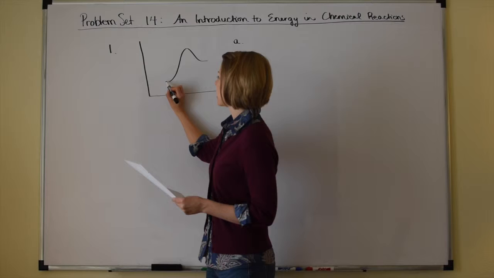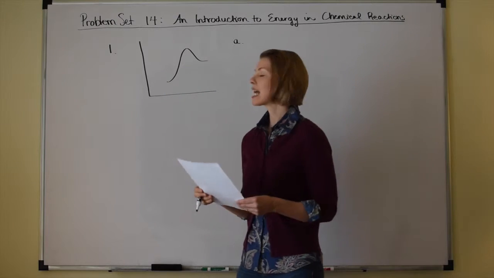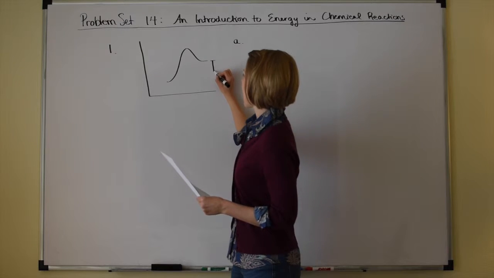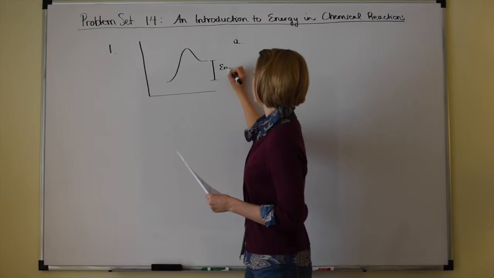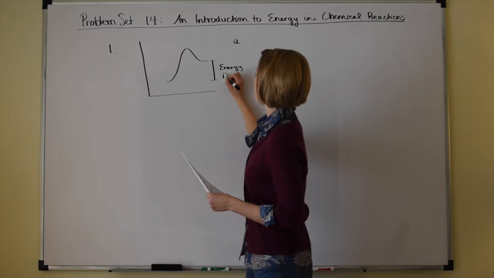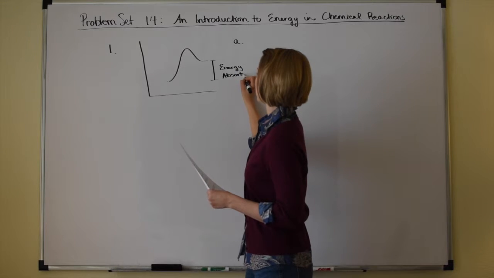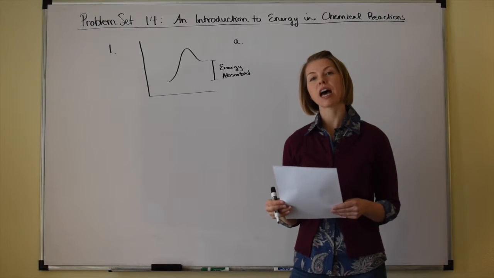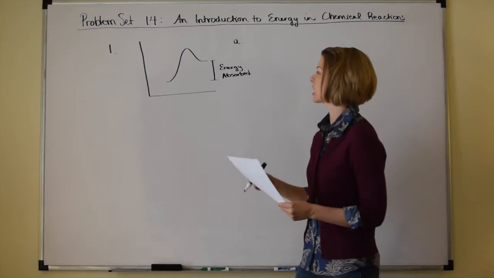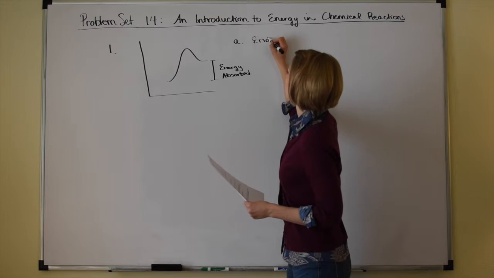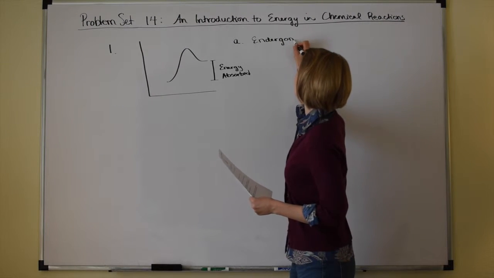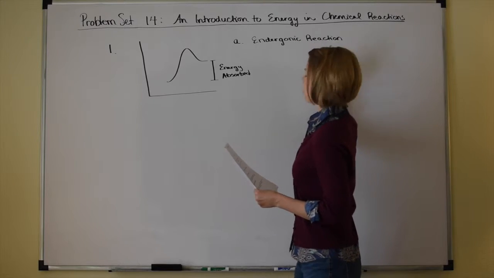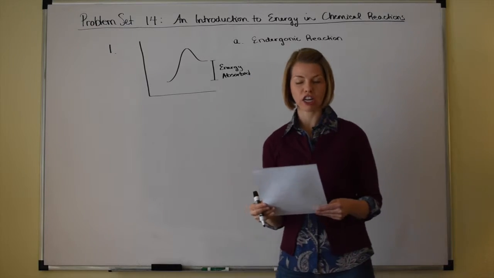So we can see that the energy of the reactants is lower than the energy of the products, meaning that energy must be absorbed in order for this reaction to proceed. And remember that a reaction that absorbs energy is an endergonic reaction. So for A, I'm going to write endergonic reaction.